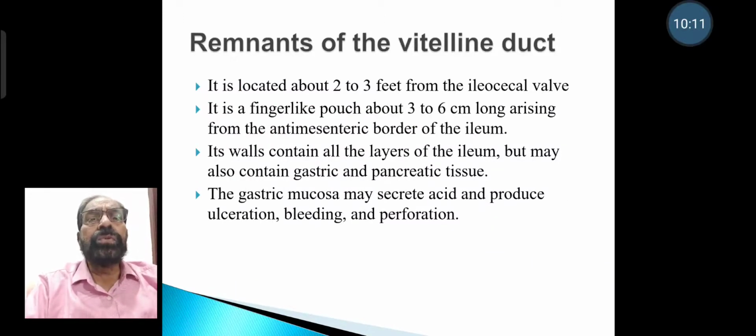It is located 2 to 3 feet from the ileocecal valve. It is a finger-like pouch, about 3 to 6 centimeters long, arising from the antimesenteric border of the ileum. Its walls contain all the layers of the ileum, but may also contain gastric and pancreatic tissue. The gastric mucosa may secrete acid and produce ulceration, bleeding, and perforation.